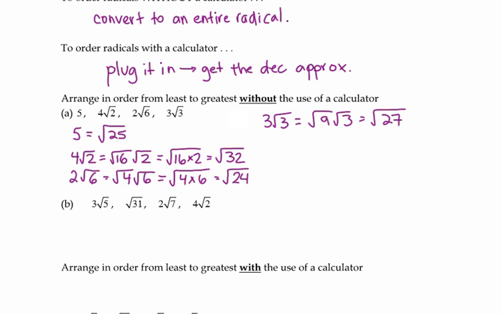Be smart. Okay, so ordering them. We are going to go least to greatest. Who's the smallest? The 24. So we're going to write the original form, 2 root 6. Then after 24 is 25, so the 5. Then 27, 3 root 3, and then, oh, I'm sorry, the largest is root 32, so 4 root 2.